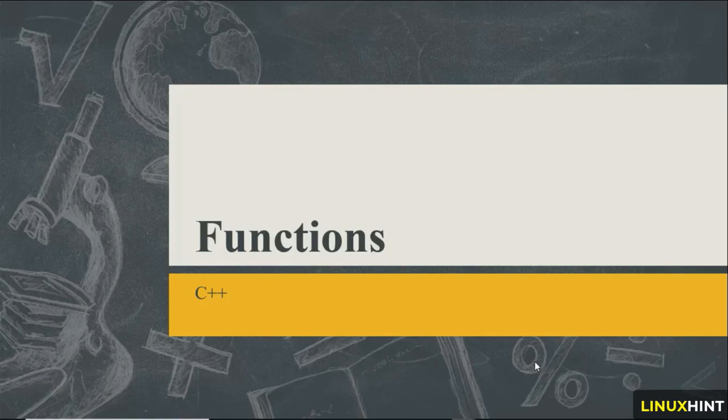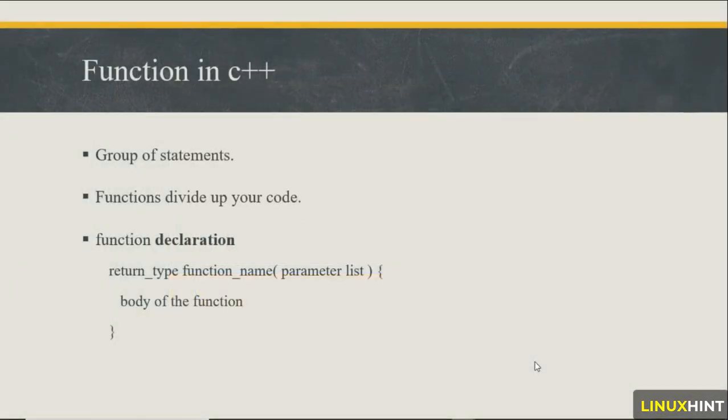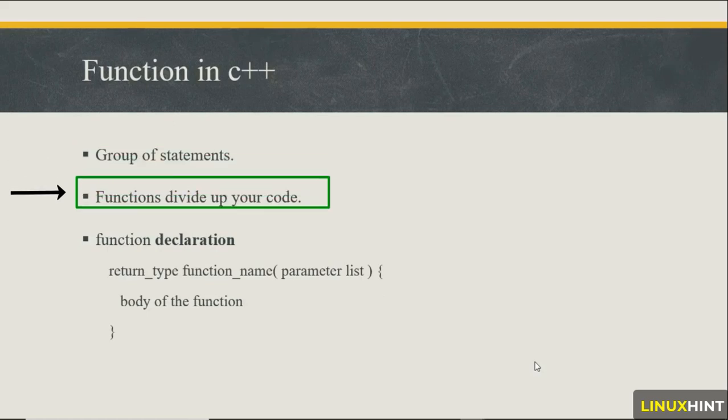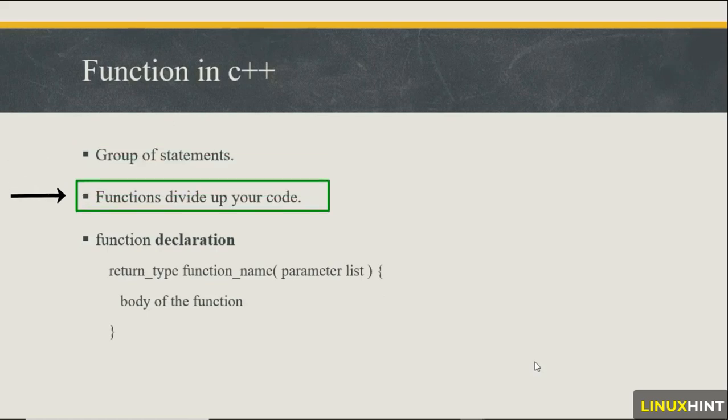Our topic is functions in C++. A function is a group of statements that together perform a task. Every C++ program has at least one function, which is called the main function, and all the most trivial programs can define additional functions. So you can divide up your code into separate functions. How you divide up your code among different functions is up to you, but logically the division usually is such that each function performs a specific task.